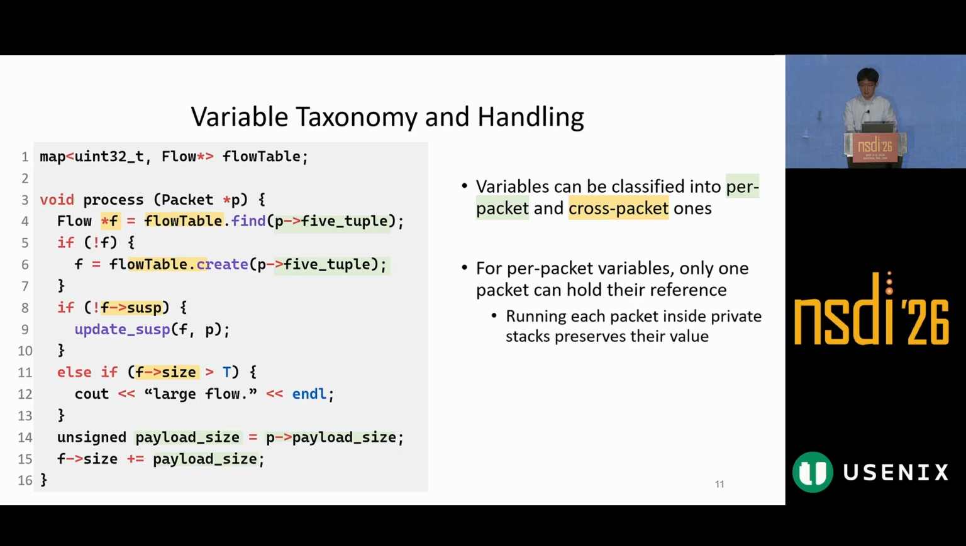So first, the handling of per-packet variables is straightforward because only one packet can hold their reference. As long as each packet has its own private stack, the values of per-packet variables are saved and restored during scheduling. Next, we will talk about how we handle cross-packet variables.